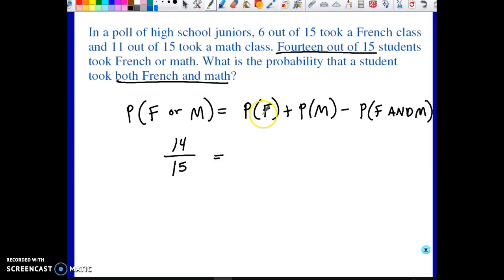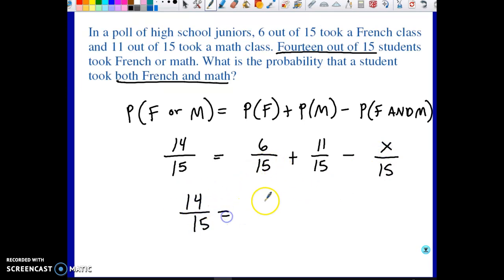Well, what's the probability they took French? 6 out of 15. Plus, what's the probability they took math? 11 out of 15 took math. Well, obviously that doesn't add up. 6 plus 11, so I have to subtract away some number out of 15, right? So 6 plus 11 is 17, minus the one I had to take away. 14 out of 15 equals 17 minus x over 15.